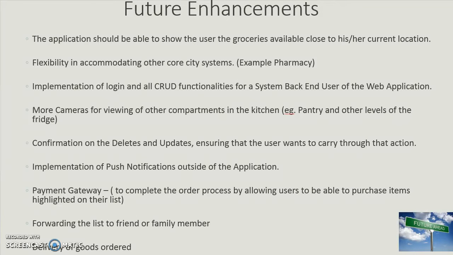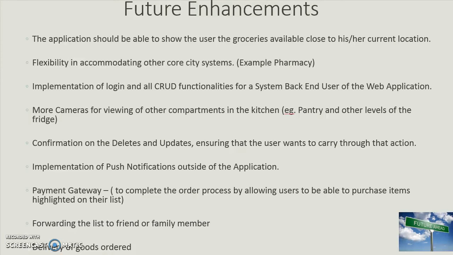Future enhancements. The application should be able to show the user the groceries available close to his or her current location, as well as flexibility in accommodating other core city systems, for example, a pharmacy. Plus implementation of login and all CRUD functionalities for a system backend user of the application. Additionally, more cameras for viewing other compartments in the kitchen, for example, the pantry and other levels of the fridge. Furthermore, confirmation on the deletes and updates ensuring that the user wants to carry out their transaction.